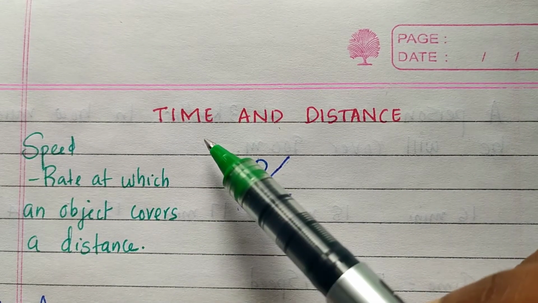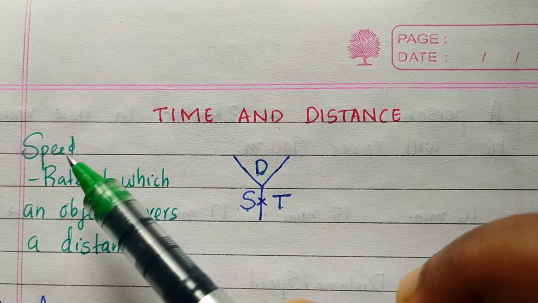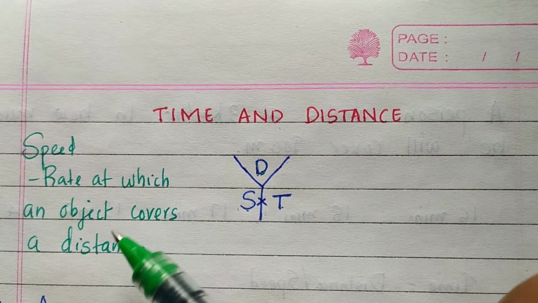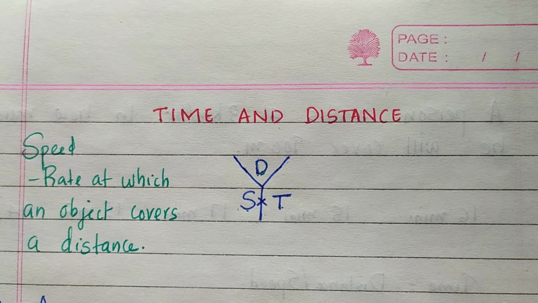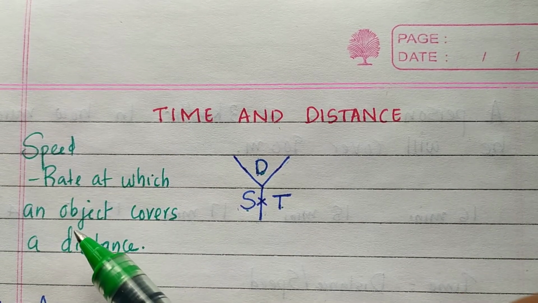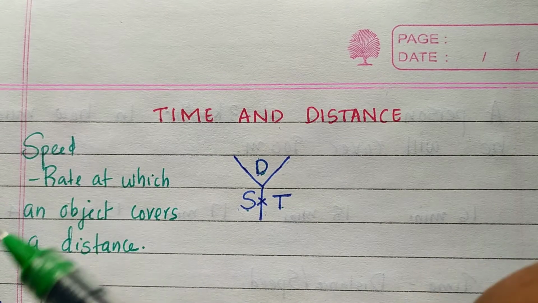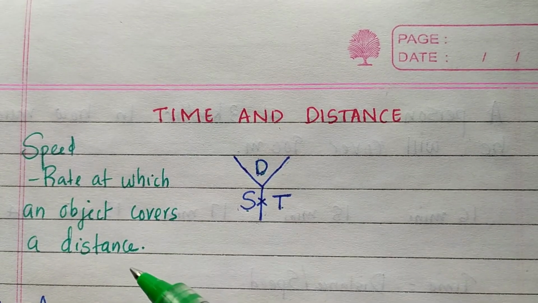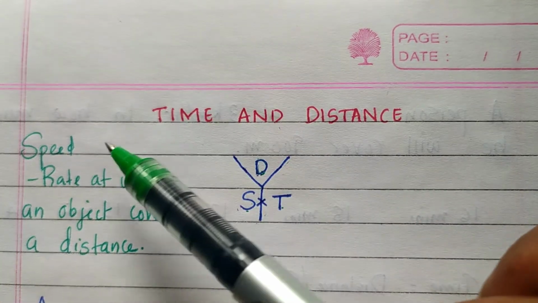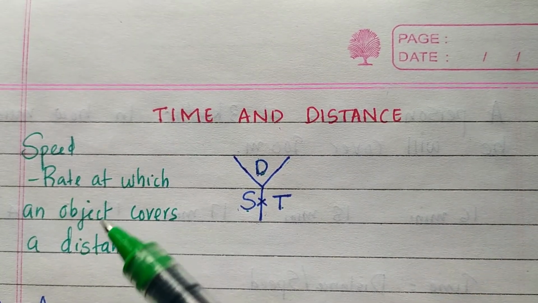So time depends on another factor also, which is speed. What is speed? Speed is the rate at which an object covers a distance. So time depends on speed also. If speed is more, time taken is less. If speed is less, time taken is more. So they are inversely proportional.